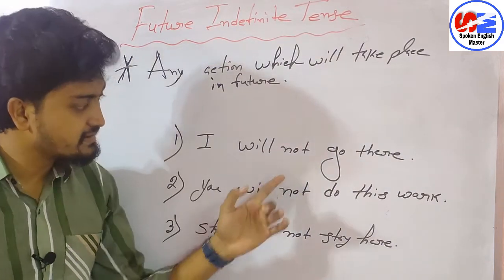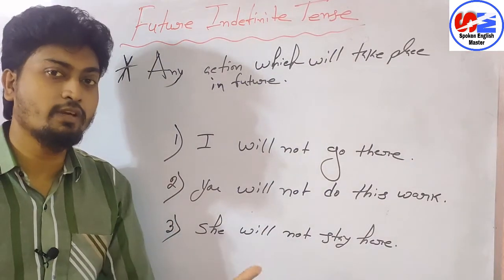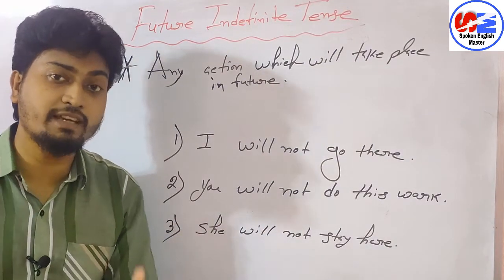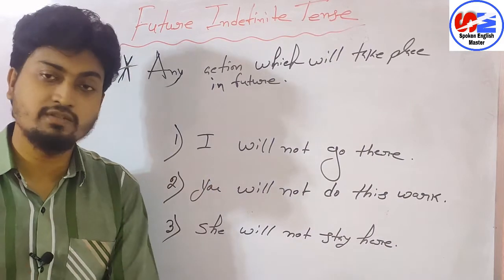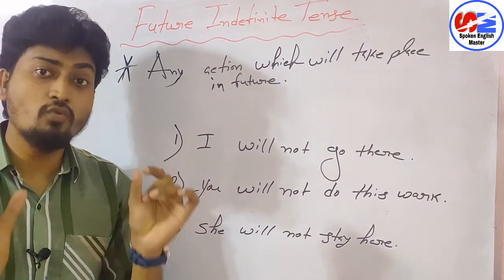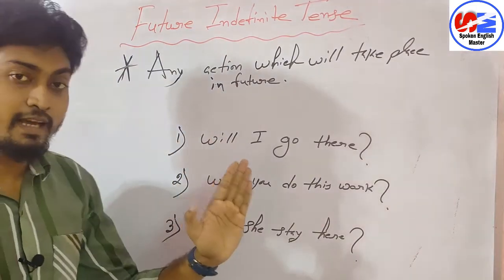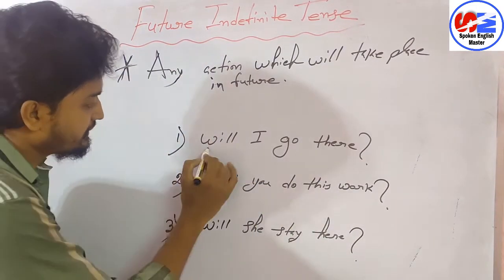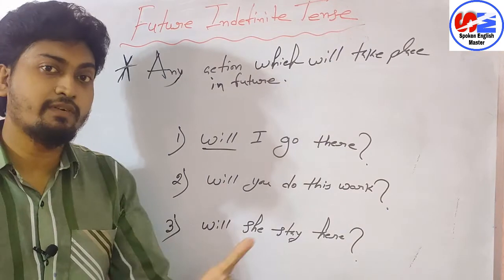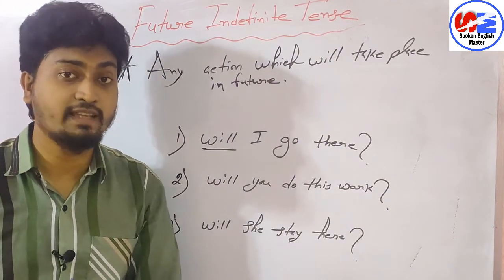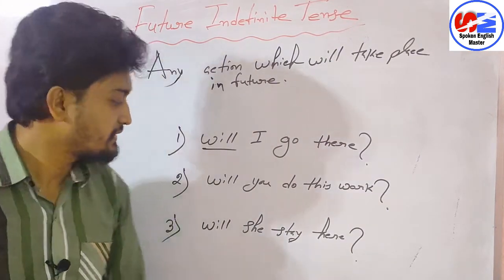Let's see how to make these sentences interrogative, how to ask questions. Interrogative means, as I have told you in my previous videos, to ask a question. Let's see how to do it. Will I go there? क्या मैं वहाँ जाऊँगा? You can also put shall here. I will make a separate video on the difference between shall and will. Don't get worried about that.